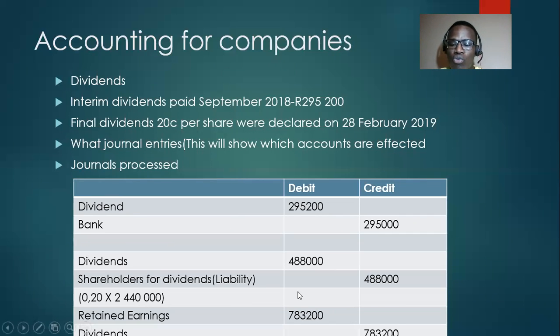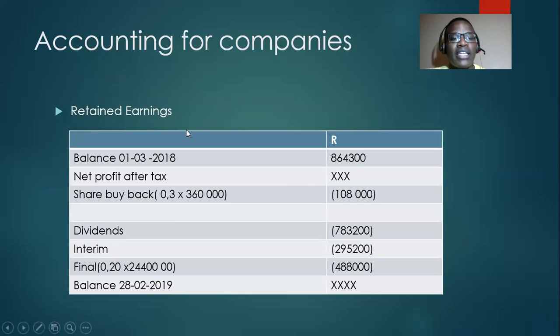But you'll see that on the note, right? This was just for you to be able to see which transactions are going to be affected. So we'll go to how the retained earnings note looks, and also how the statement of financial position looks. Start with the retained earnings note. Balance on 1 March 2018, this one is a given, 864,300. Just put it there.